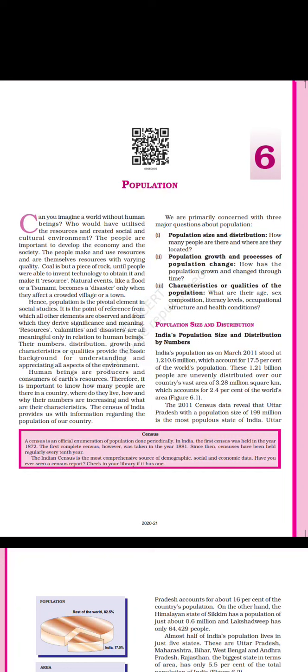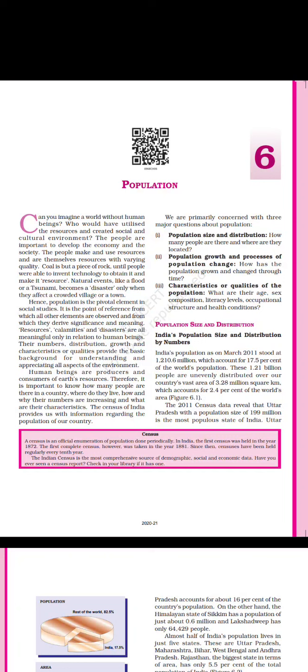Population size and distribution. India's population size and distribution by numbers. India's population as on March 2011 stood at 1,210.6 million, which accounts for 17.5% of the world's population. These 1.21 billion people are unevenly distributed over our country's vast area of 3.28 million square kilometers, which accounts for 2.4% of the world's area. Figure 6.1.